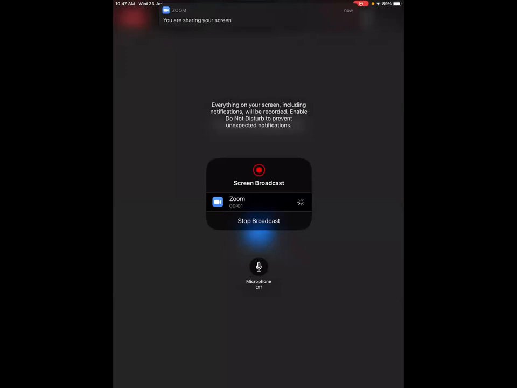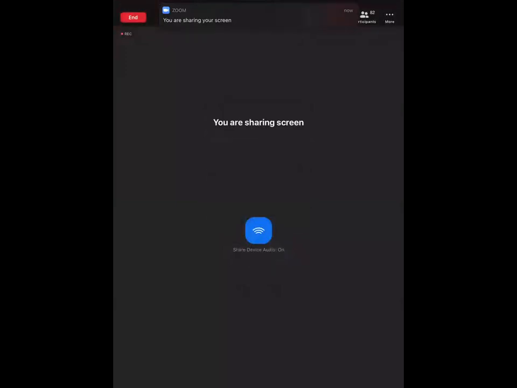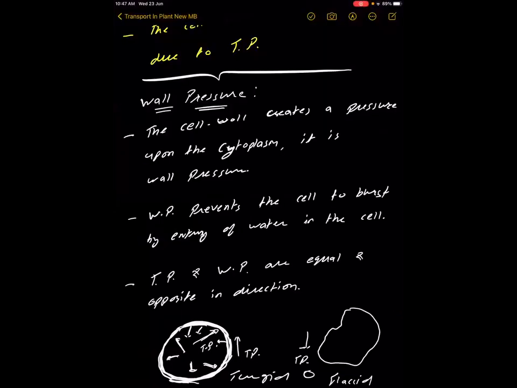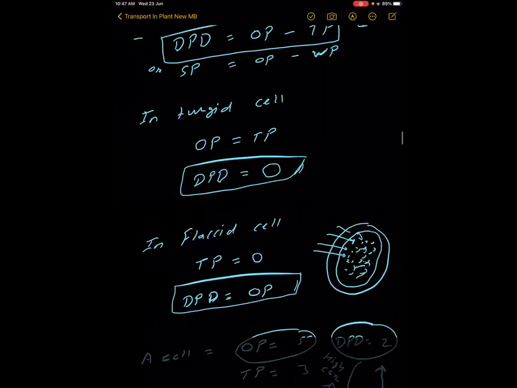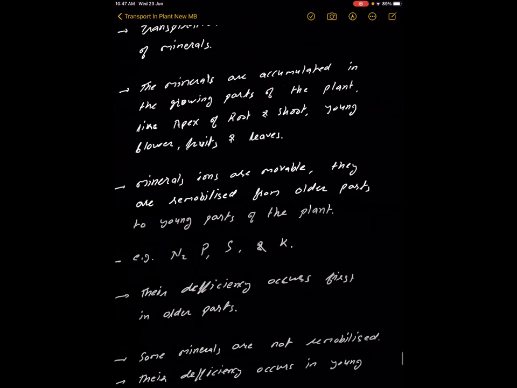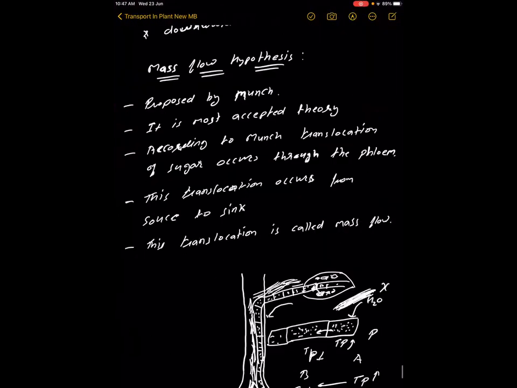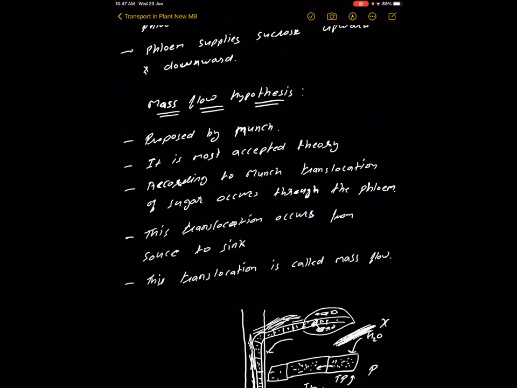So we are discussing phloem. Translocation of sugar, organic solutes. Mass flow. From the mass flow hypothesis. Yes, the mass flow hypothesis by Munch.